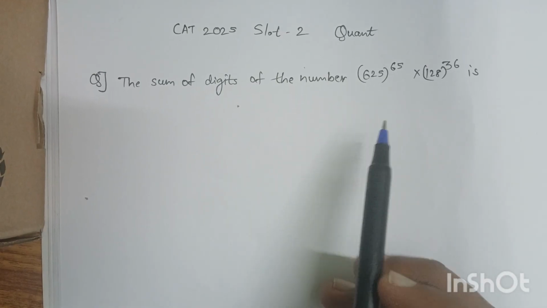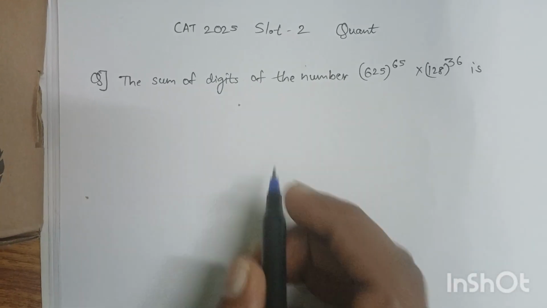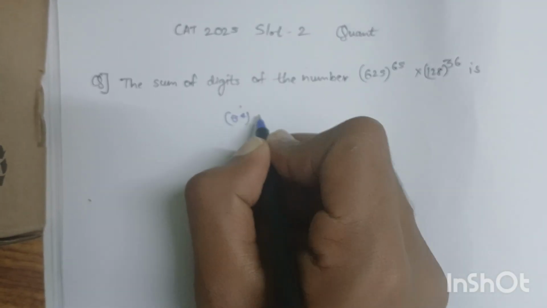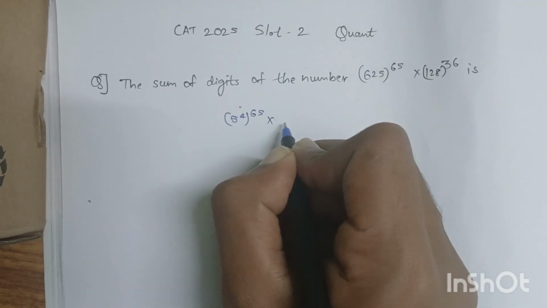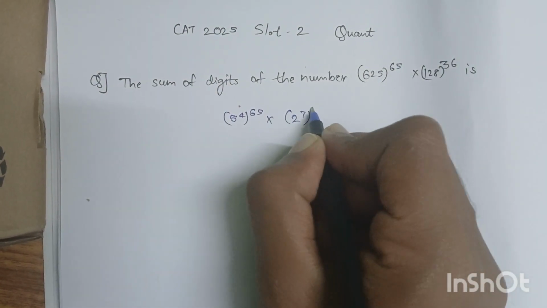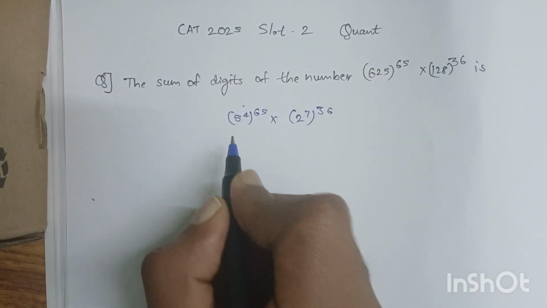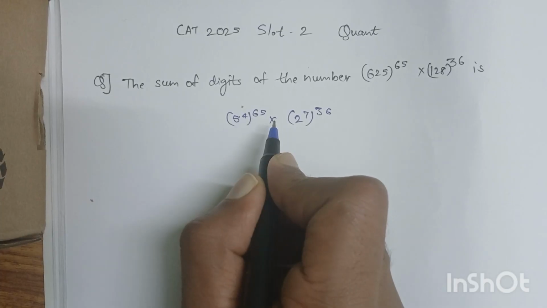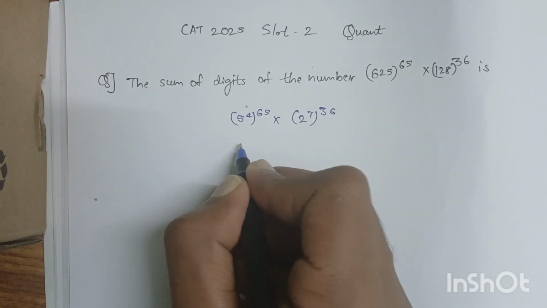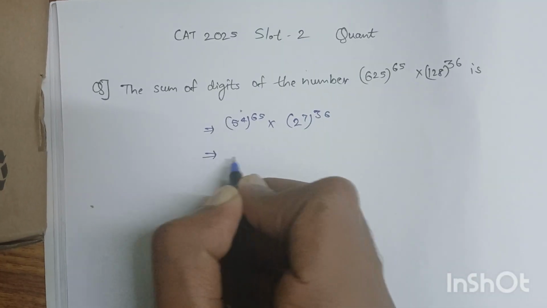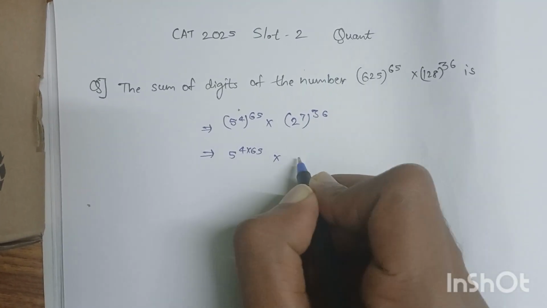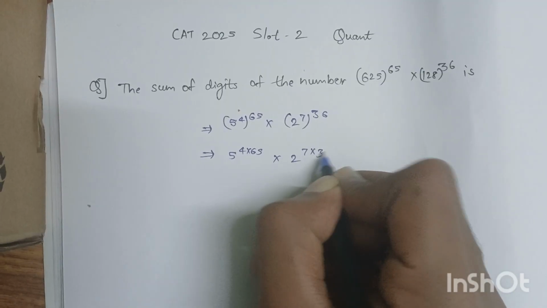Firstly we have to simplify the two terms. 625 can be written as 5 power 4, so 5 power 4 whole power 65, into 128, which can be written as 2 power 7, so 2 power 7 whole power 36. A power b whole power c can be written as a power b into c. So we write it as 5 power 4 into 65 into 2 power 7 into 36.